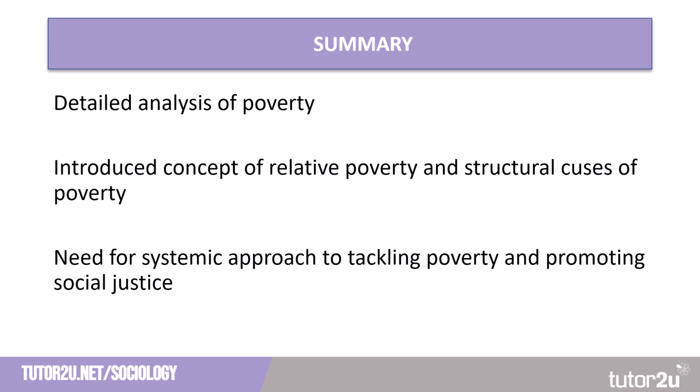Peter Townsend's Poverty in the UK is a landmark study that provided a detailed and compassionate analysis of poverty. By introducing the concept of relative poverty and highlighting the structural causes of economic hardship, Townsend changed the way poverty is understood and addressed. Despite criticisms, his work remains influential and emphasises the need for a comprehensive and systemic approach to tackling poverty and promoting social justice. Through his research, Townsend advocated for a fairer society where everyone has the opportunity to have a decent standard of living.